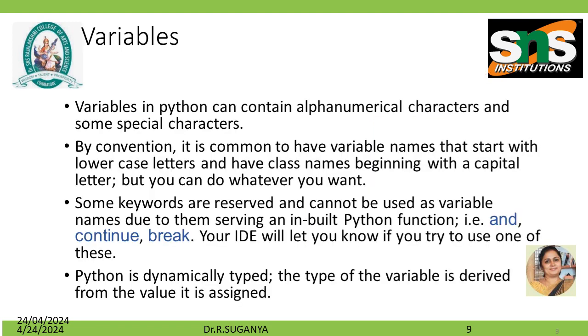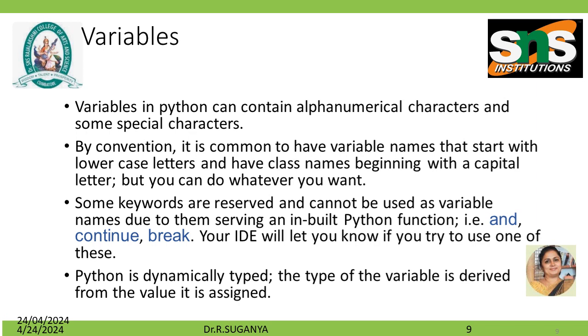About variables. Variables in Python can contain alphanumerical characters and some special characters. By convention, it is common to have variable names that start with lowercase letters and class names beginning with a capital letter. But we can do whatever we want. Some keywords are reserved and cannot be used as variable names due to them serving an inbuilt Python function, such as continue and break. Your IDE will let you know if you try to use one of these.